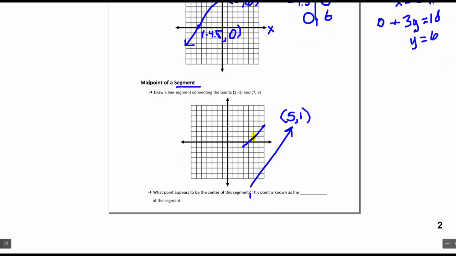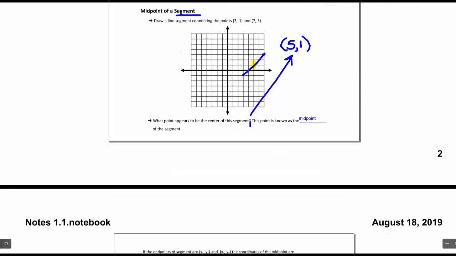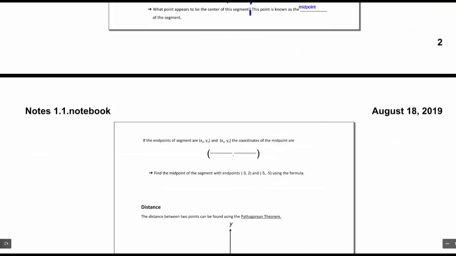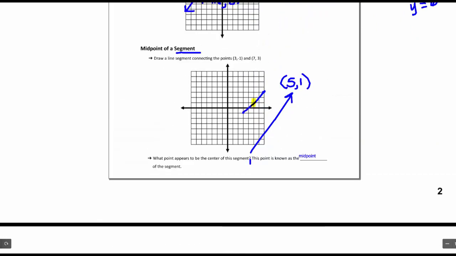Okay, but this was a very unique line in that it had nice numbers. It was very easy to follow the line and find the midpoint because it went right through the corners of where the x's and y's connect. So it had nice even numbers. That's not always going to be the case. So we need a mathematical way to calculate this if we don't have a nice graph like this.